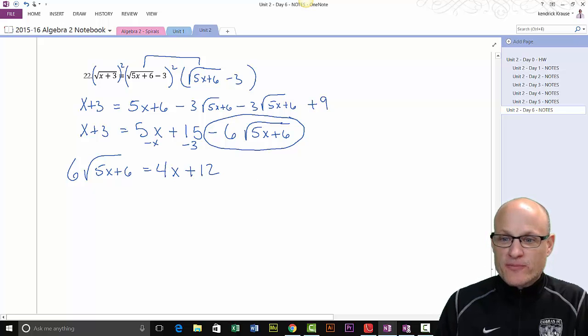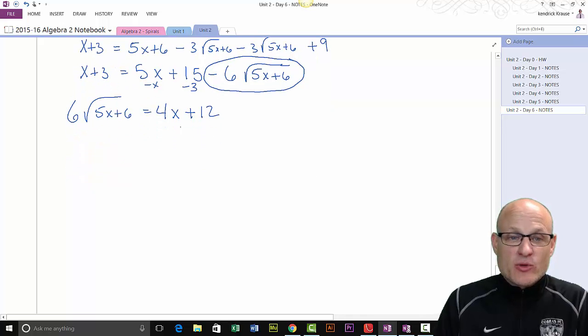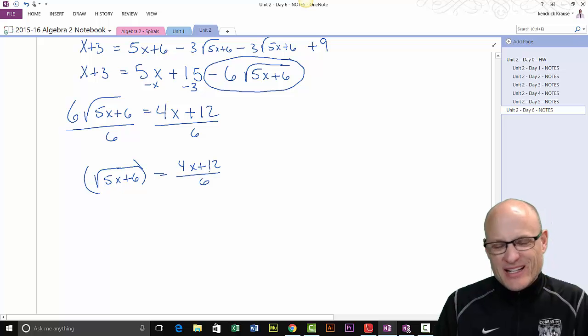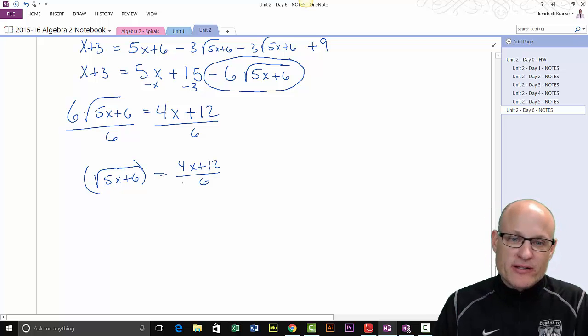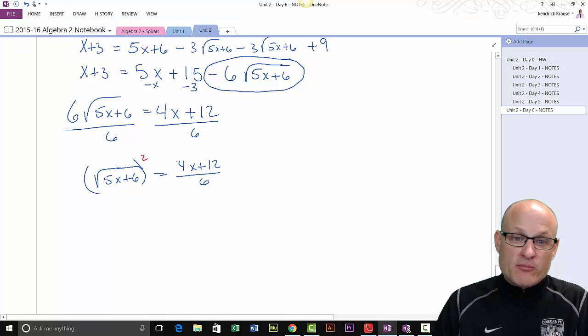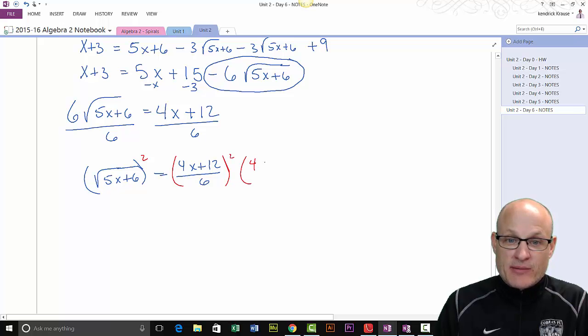Now it's going to start getting a little bit worse. Now you got to isolate the weird things, so we got to divide by 6. So what I have here is radical 5x plus 6. I need that parenthesis for later. Is equal to 4x plus 12 over 6. Now I can simplify that if I want to, but I'll just leave it the way it is. Now what do I do? Well, I got to get rid of the radical by squaring both sides, which means to square this, I'm really just going to multiply it times itself.